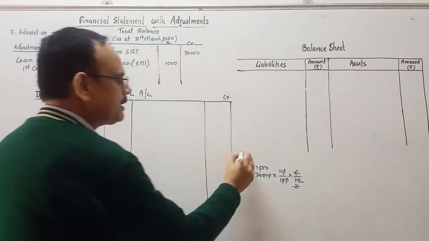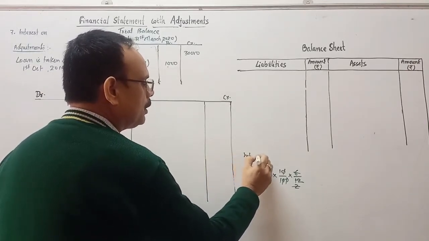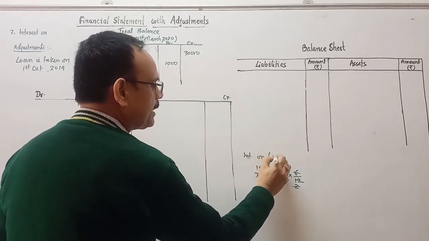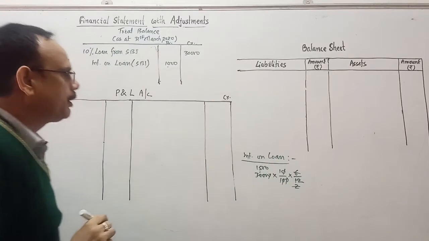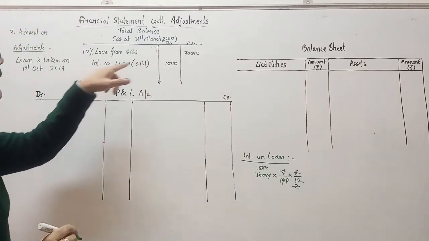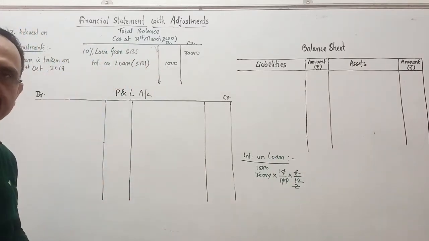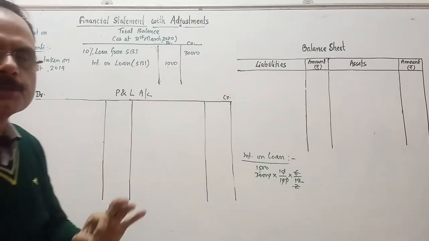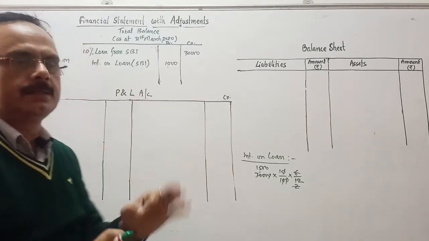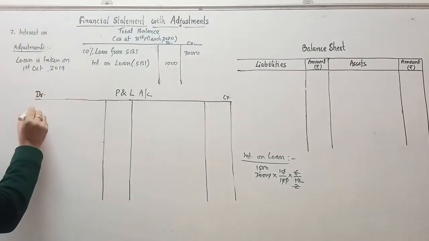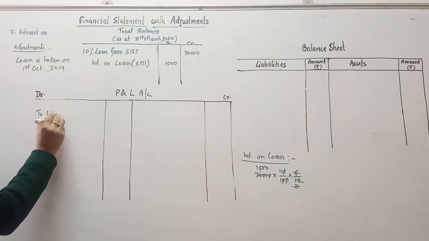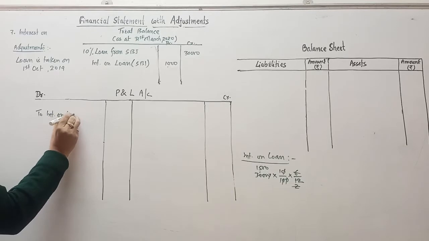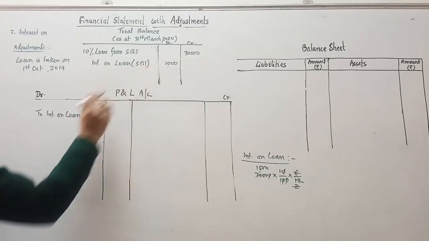Interest on loan, what we have calculated in the working note, is 1,500. However, in the trial balance it is reflecting 1,000 only. It means 500 interest on loan is not yet paid. So we'll write in the debit side of the profit and loss account, interest on loan which is given in the trial balance, 1,000.